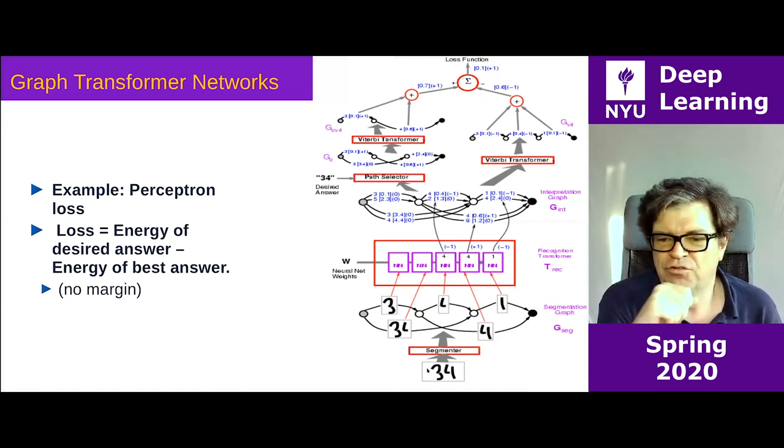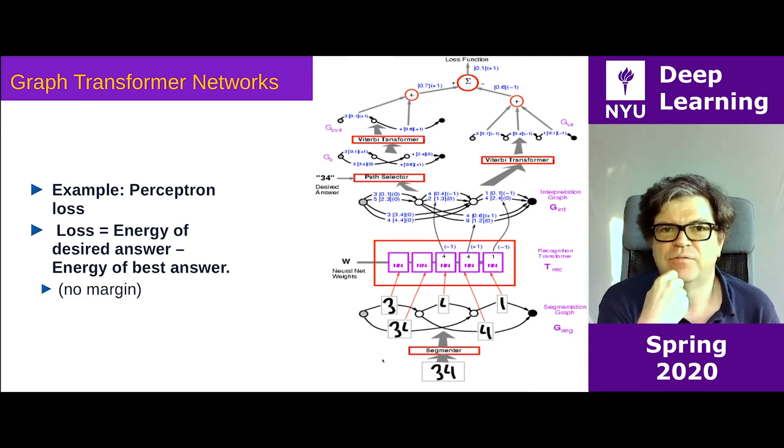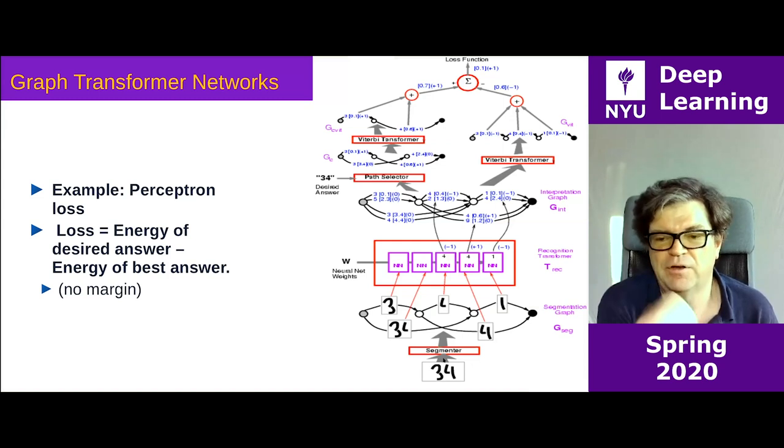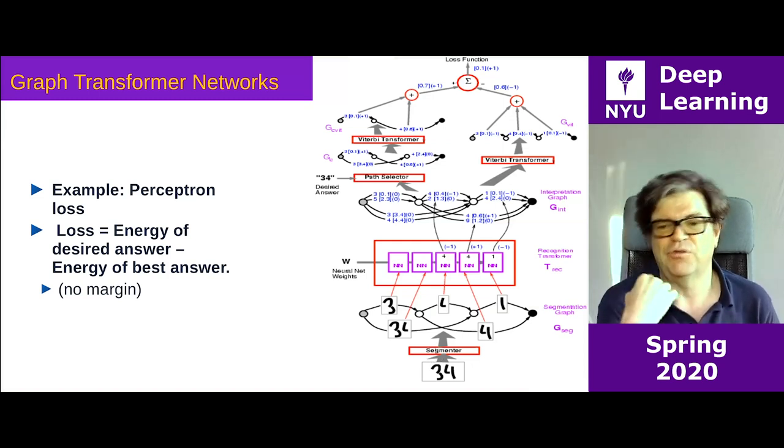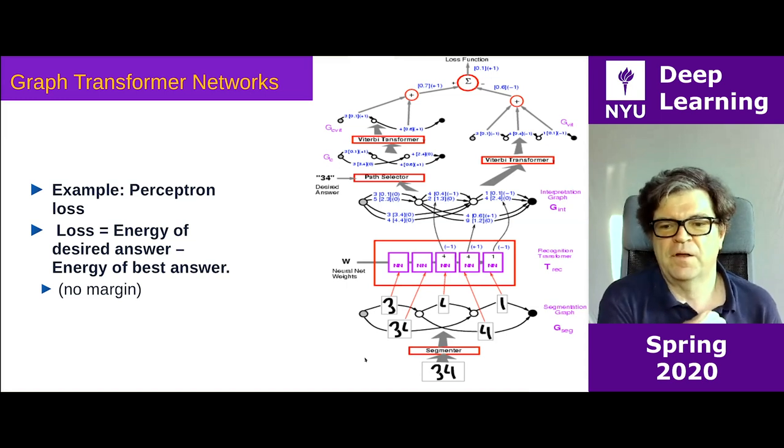In this particular case, no. It's just handcrafted heuristics. But you could imagine building a differentiable segmenter and then backpropagating all the way through it, yes. This was actually one of the original plans when we built this thing in the mid-90s. We never got to it.